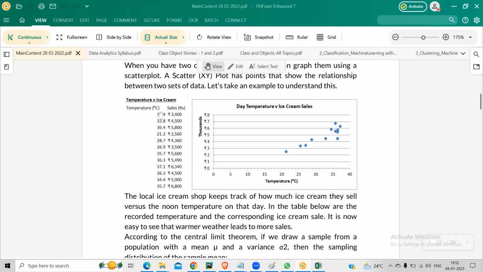Okay. But look at these numbers. By looking at these numbers, you won't get anything. So in this case, you have to plot a scatter plot. You plot a scatter plot, and you see that as you increase the temperature, the sales is also increasing. That means your temperature is having a positive impact, a positive correlation, on your sales.